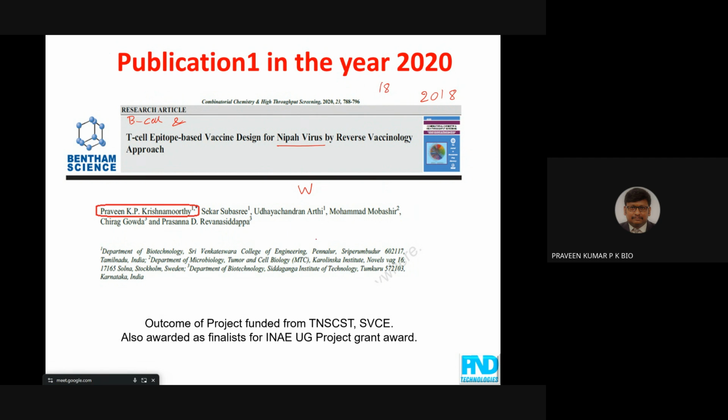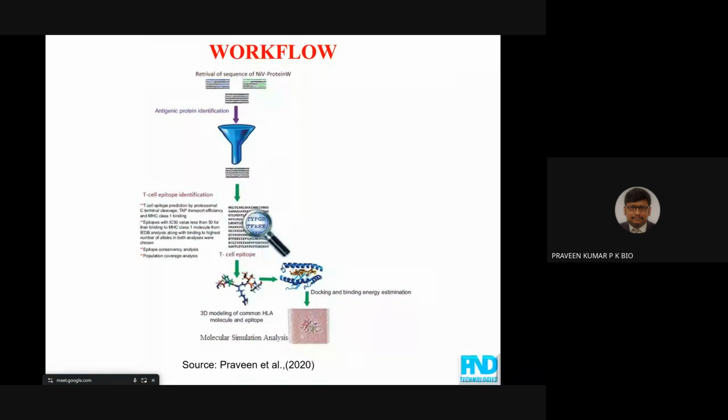Whatever I worked on was funded by TNSCST, that is, the Tamil Nadu government UG projects, and it was also selected as best project at the national level, in a national award. So we worked with the UG students up to that, and I'm showing you what exactly we worked on.